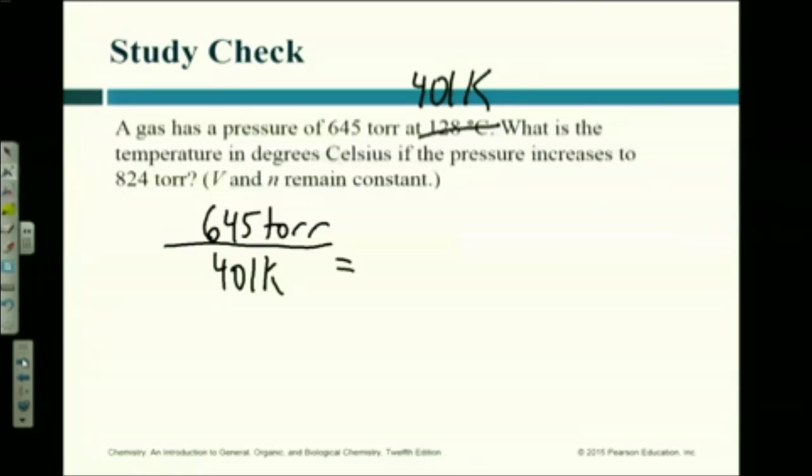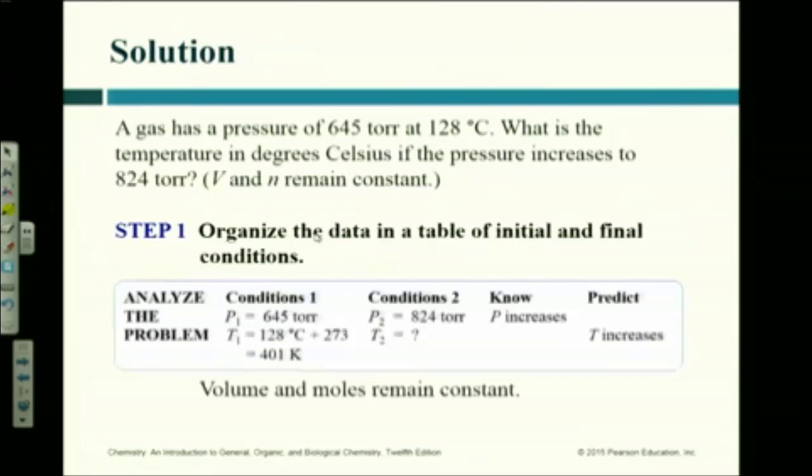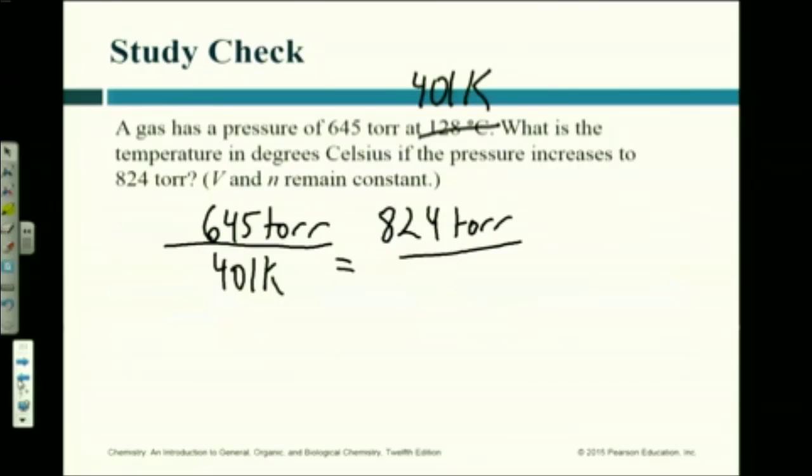And what happens? The pressure goes up. How much does the pressure go up? Quite a bit, right? It goes up like almost 200 out of 600. So it's like a third. So the temperature better go up quite a bit too, right? So what's my final temperature in Kelvin? It better go up like 100 degrees at least, or 100 Kelvin.